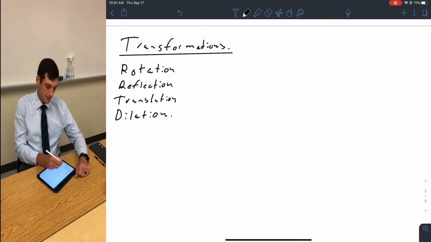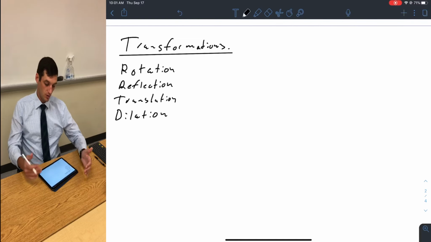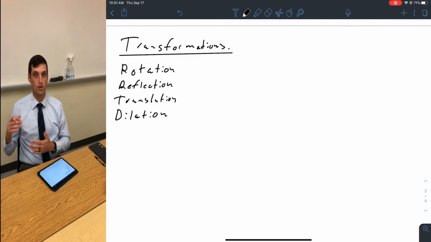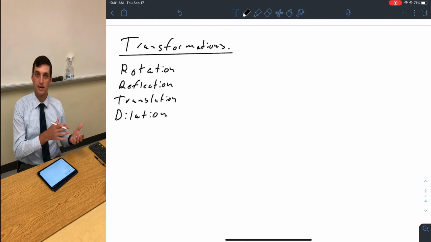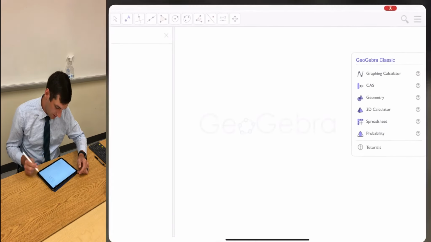Now, these are the different ways that we can transform a figure. Now, performing these four, the figure will either be congruent or it will be similar. Now, I'm going to show you which ones will leave the two shapes similar, and then I'll show you the two shapes that are congruent. So we're actually going to go to GeoGebra.